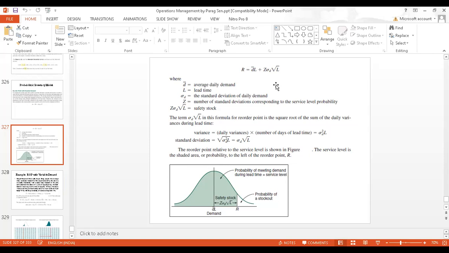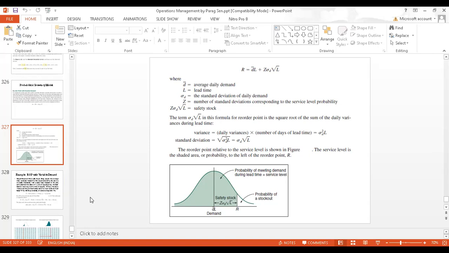Okay, so if it is 5 sigma d, then 5 square is equal to 25 into 9, it will be 225. So that is the process of how we calculate the variance. Okay, but that is not how you determine the safety stock. That's not the way the safety stock is determined.